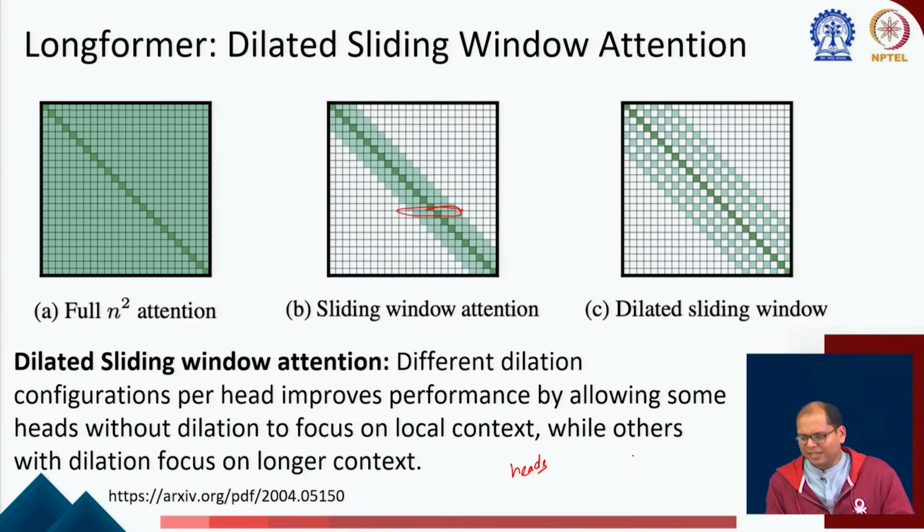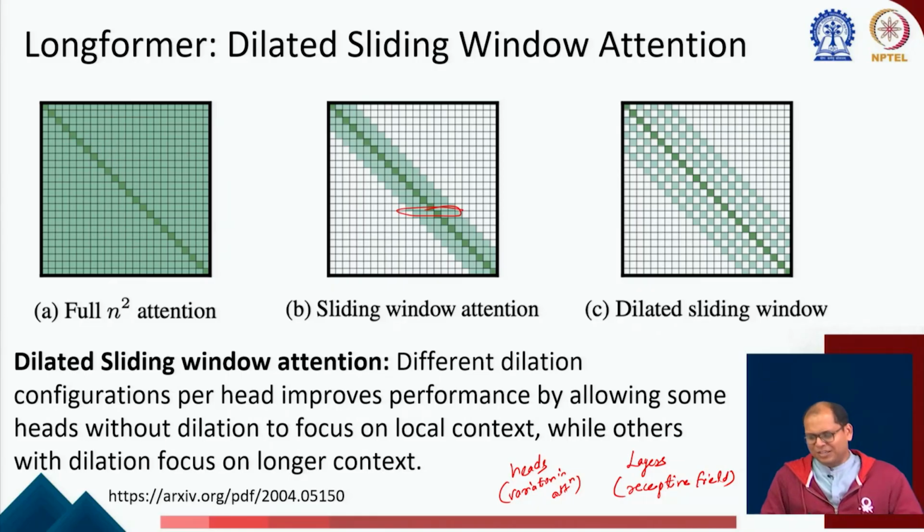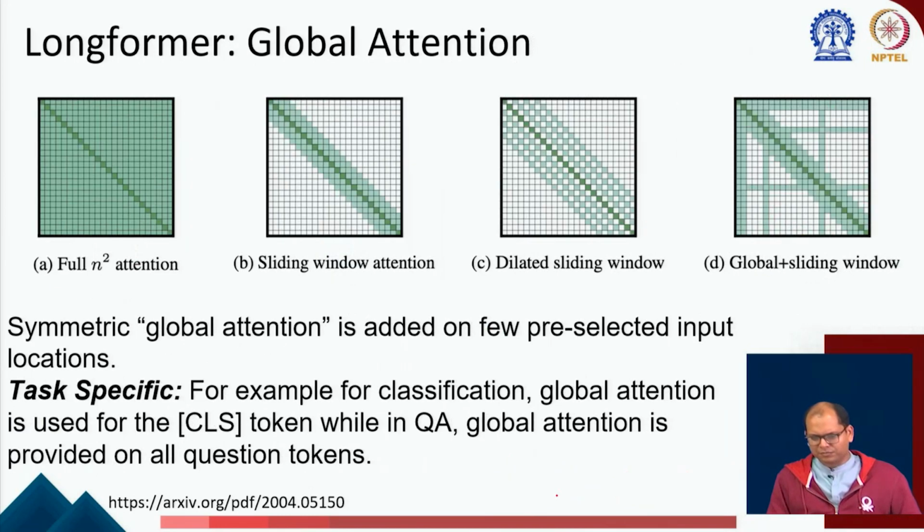And the second thing is the layers. The layers are increasing my receptive field, right? So that is how I am increasing my receptive field, and the heads are trying to do variation in the attention. So this is how they are able to attend to many different tokens by using the heads and the layers.